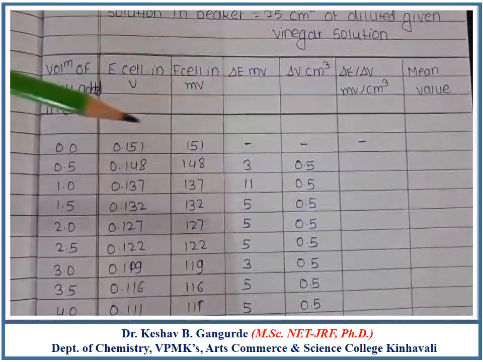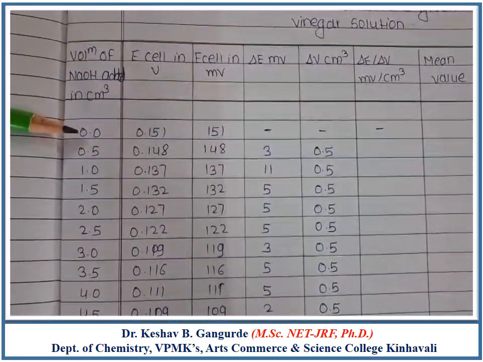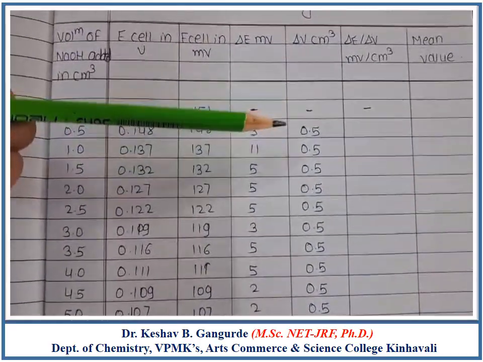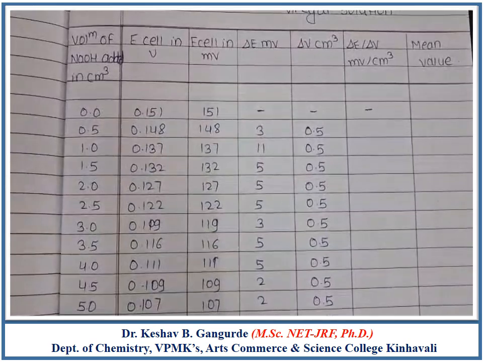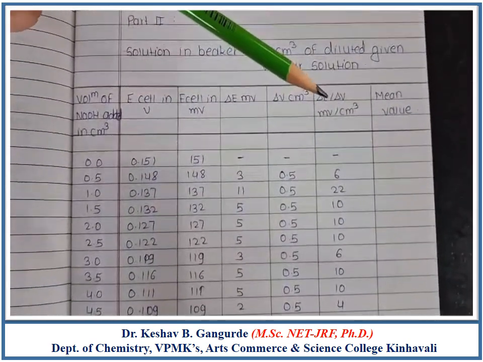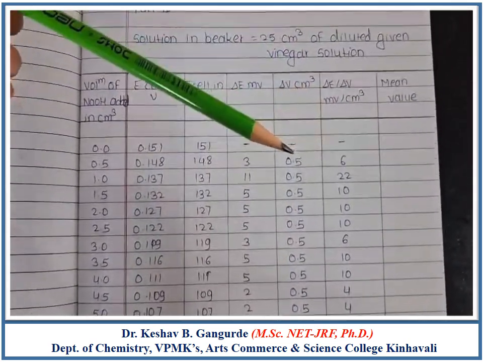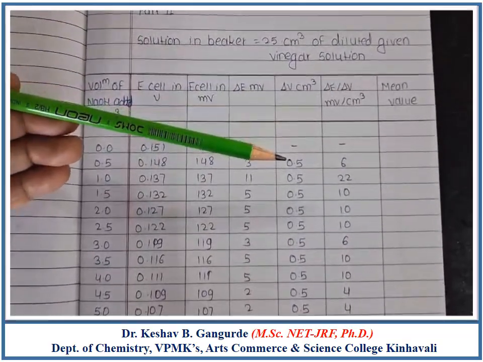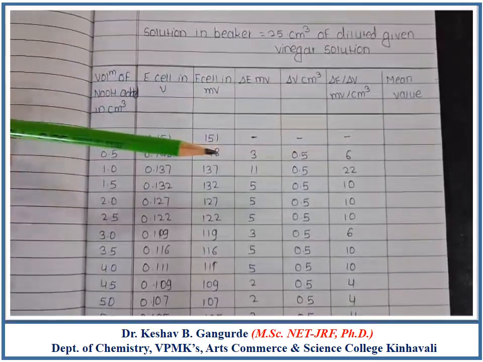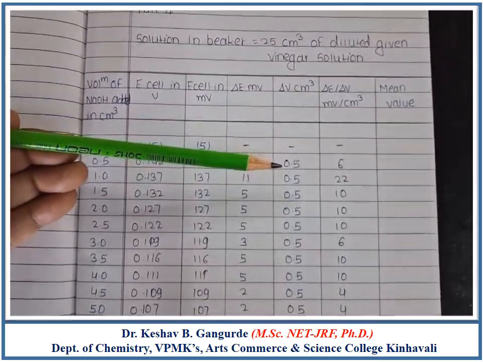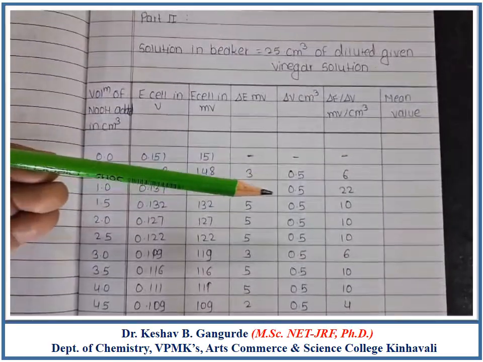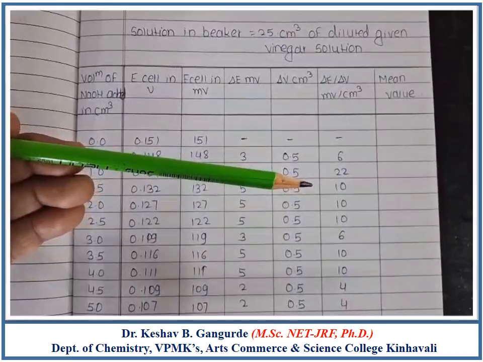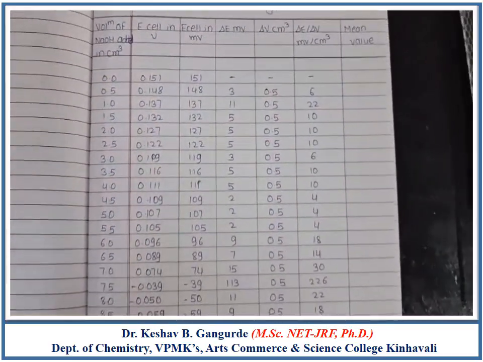Now delta V is equal to 0.5 minus 0, that is 0.5. 1 minus 0.5, 0.5. So it is the same everywhere. Now find out the ratio delta E upon delta V in millivolt per centimeter cube. That is simply the value in the column delta E by value in the column delta V for the respective readings. 3 divided by 0.5 equal to 6. 11 divided by 0.5 equal to 22. 5 divided by 0.5 equal to 10. Calculate for all the readings.